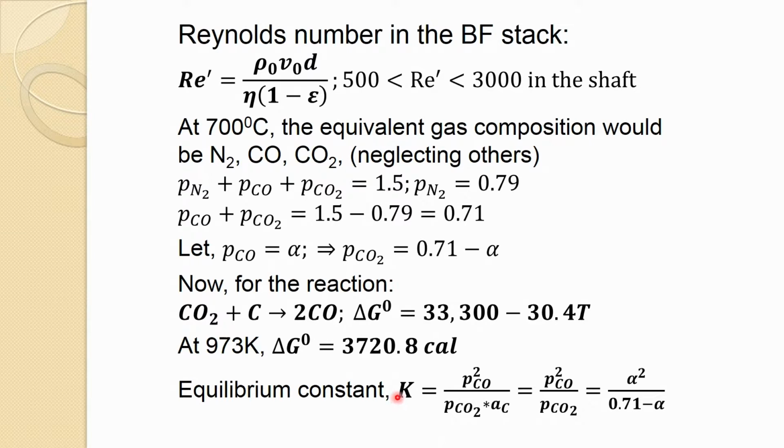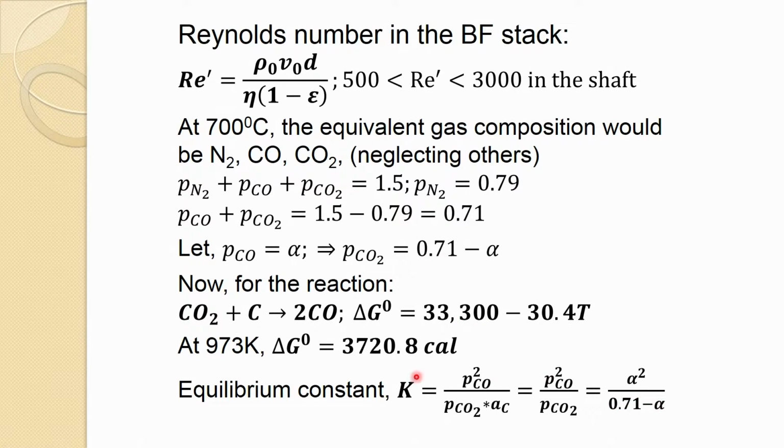Now we know this, and from this reaction the equilibrium constant is nothing but PCO square divided by PCO2, and the activity of carbon can be taken as 1. So, essentially it is a ratio of PCO square by PCO2. We have done this sort of example before, so I would encourage you to look at the previous examples like this. PCO we have already assumed as alpha, so that is alpha square, and PCO2 we have calculated here.